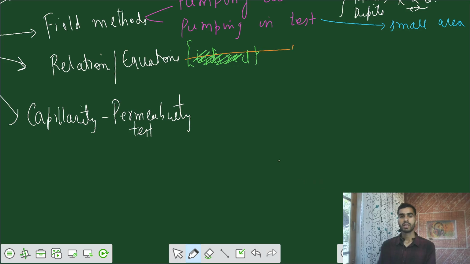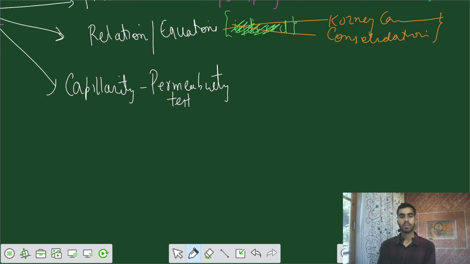One of the relations is Kozeny-Carman. One more is the consolidation relation, which we are going to see later. The final one is the capillarity permeability test.